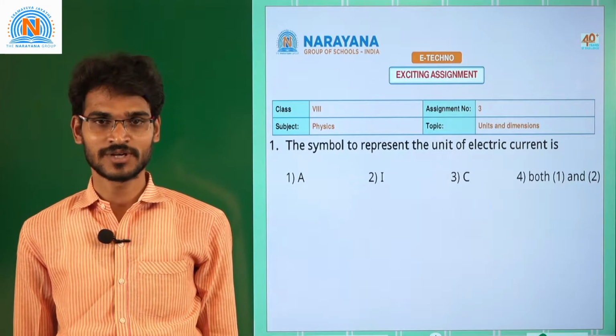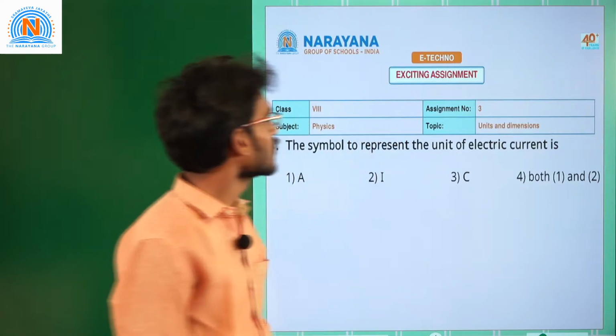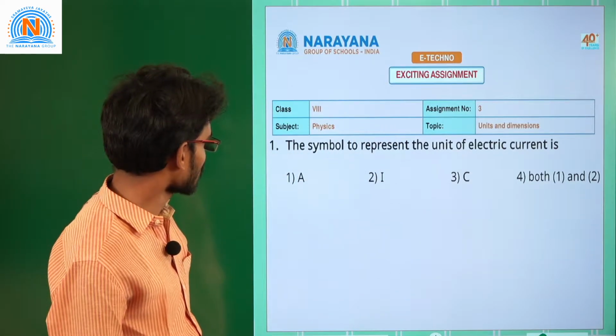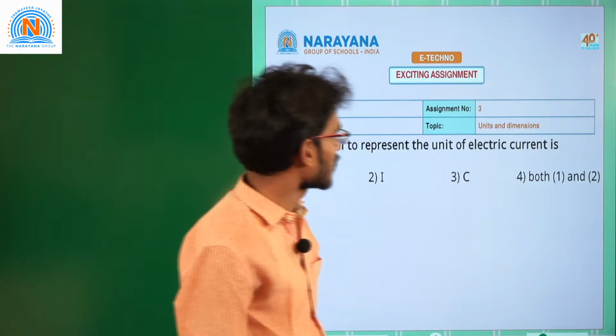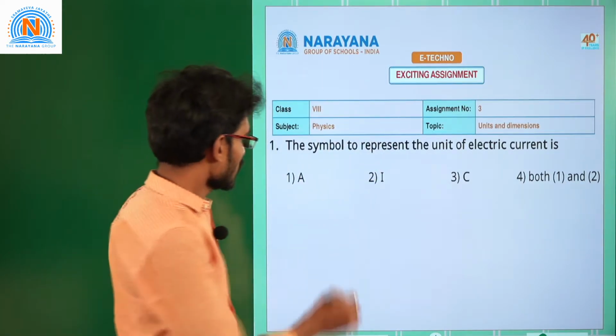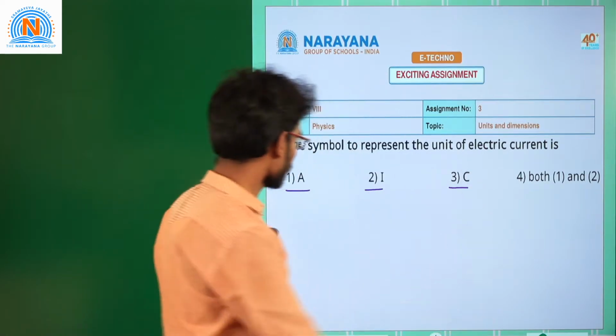Dear students, today we are going to discuss assignment number 2 related to units and dimensions. See the first question: the symbol to represent the unit of electric current is. So identify the first option, second option and third option.